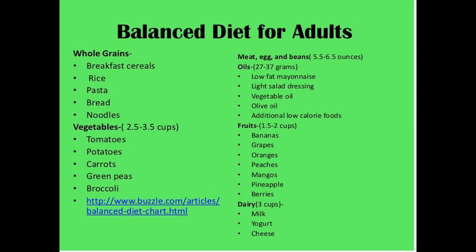And next is dairy. What dairy products should we take? Number one is milk, number two is yogurt, number three is cheese. Daily, 3 cups of milk, yogurt or cheese.